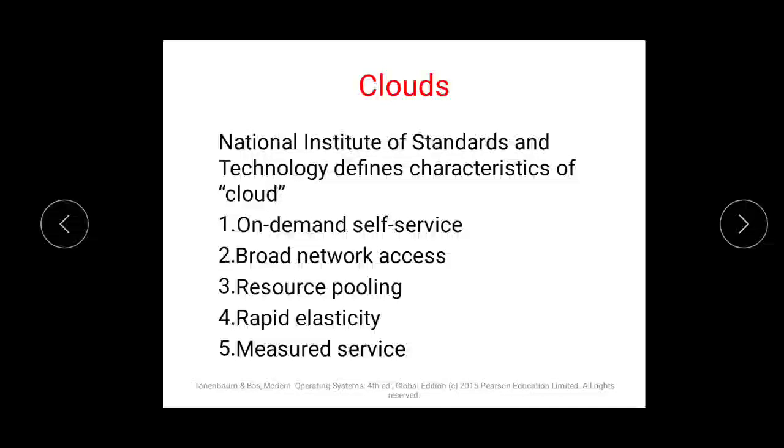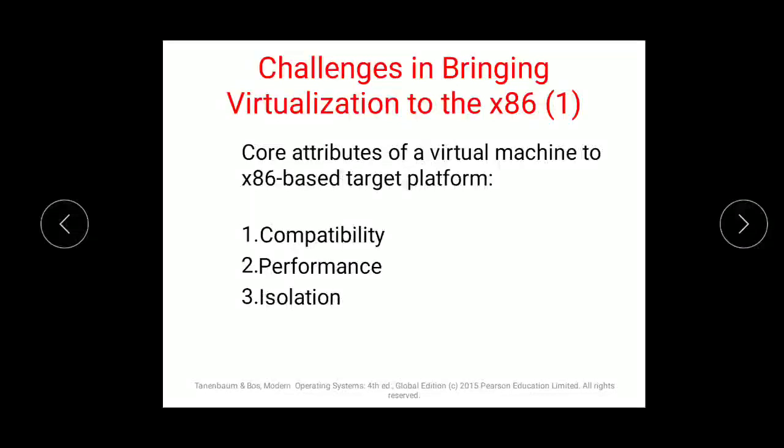Now we'll start with the next topic, that is challenges in bringing virtualization to the x86 hardware. Virtualization is a technique which is being used on the current hardware, that is your processors, i3, i5, i7 and i10, and so on. These processors are very much compatible with the virtualization process or the cloud process. But when we talk about the old hardware, that is the x86 architecture, how does the virtual machine work? We'll see that. Core attributes of a virtual machine on an x86 based target platform.